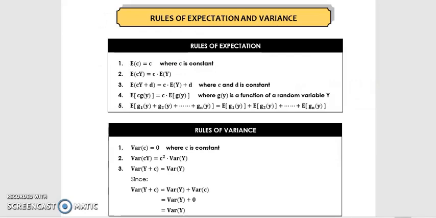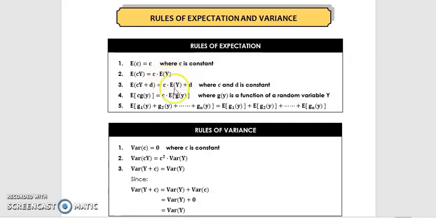Okay, now let's look at the next topic, which is rules of expectation and rules for variance. Okay, rules of expectation, expected of x. For example, number one, if you have expected of c, where c is a constant, the value will be equal to the value c itself. For example, expected of 3 will be equal to 3. Number two, expected of cy. Since c is a constant, you can take it out, so c multiplied by expected of y.